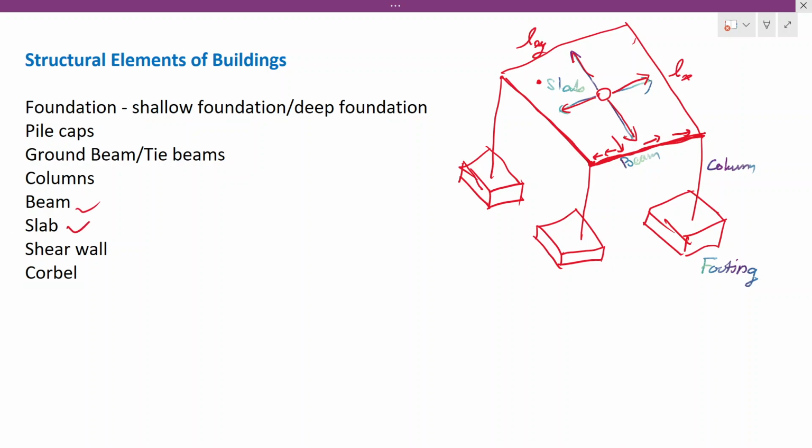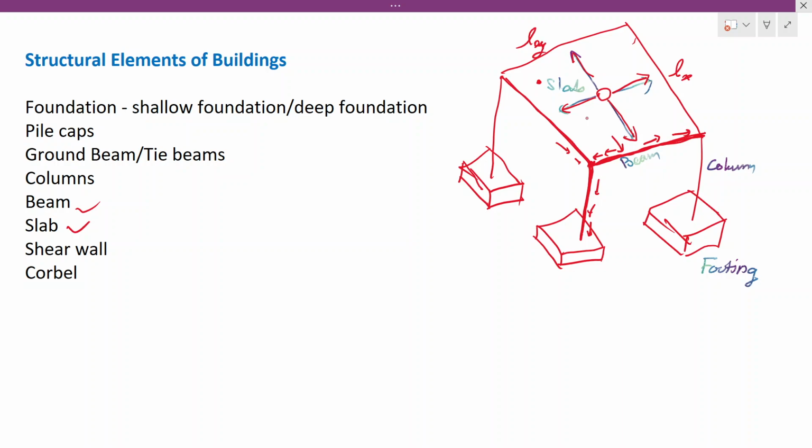We have discussed two elements now, beams and slabs. Right, now let's move on to the columns. The vertical element of the building is the column, right? This is the column element. The function of the column is to transfer the load coming from the beams to the foundation, right? Depending on the nature of the structure, there may be inclined columns or even horizontal columns, but the function of the column is to transfer loads from the beams to the structure.